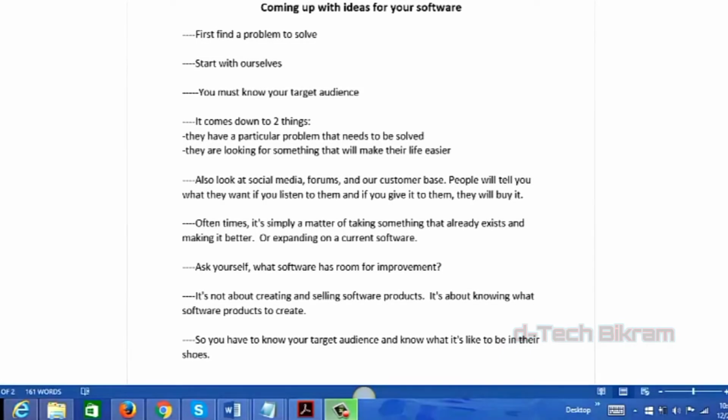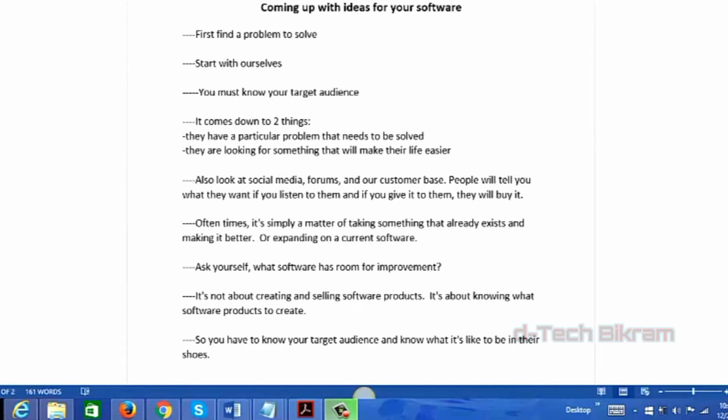Coming up with ideas for your software. Before you create a software product, you need to know what it's going to bring to the table. You need to know what problems it's going to solve, because that's what software tools do: they solve problems or potential problems. Okay, so first let's start with ourselves. Do you have a problem in your business or personal life that can be solved with a software tool? Because let's face it, if you have a problem, I'm pretty sure there's going to be other people out there with similar problems as you.